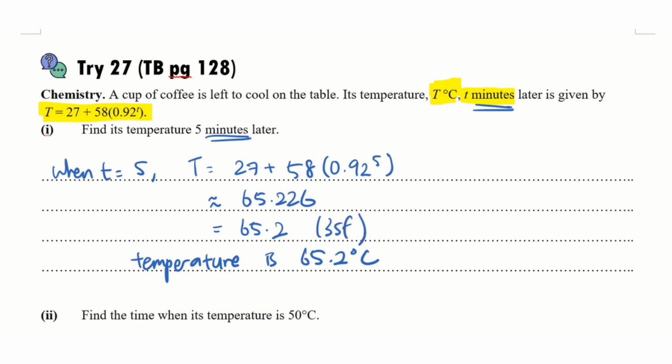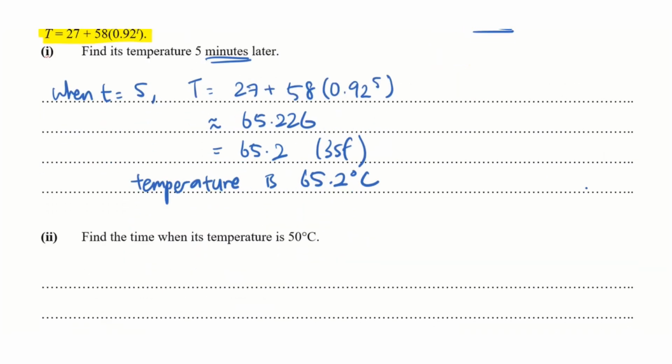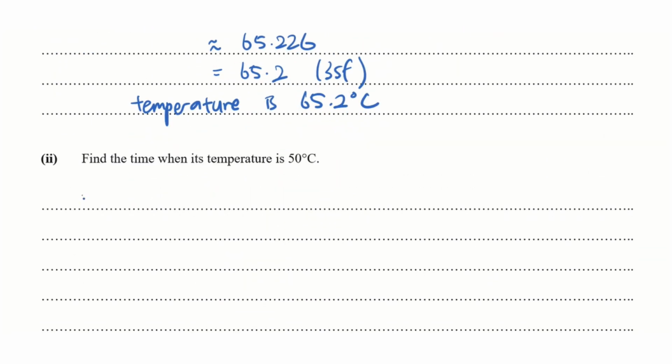Alright, so that's for part 1. Now in part 2, we want to find the time when its temperature is 50 degrees Celsius. So that means that the capital letter T is going to be 50. When capital T is 50, upon substitution, we are going to get this. Clearly over here, the manipulation doesn't seem to be very intuitive, but we already have the skills to actually solve this question.